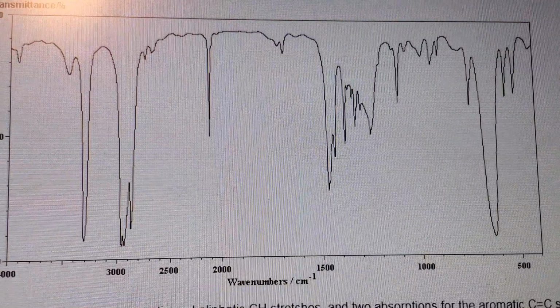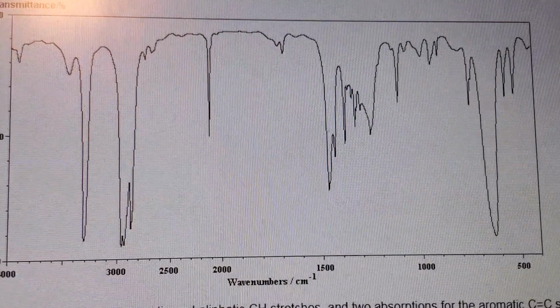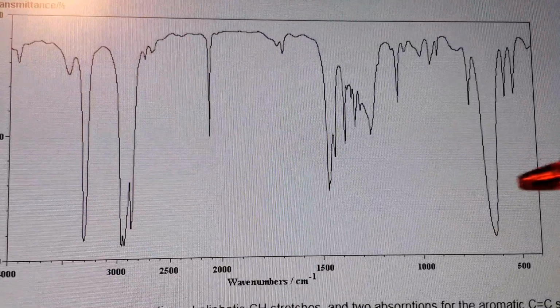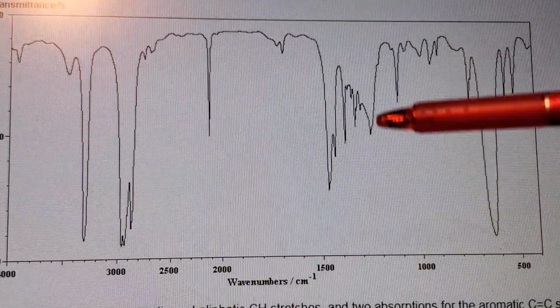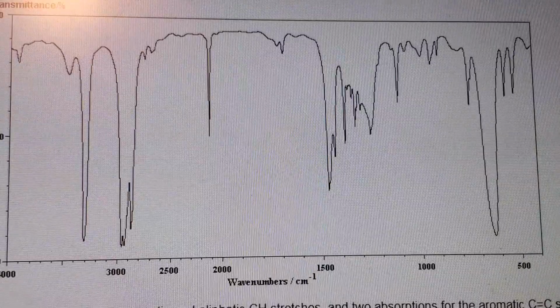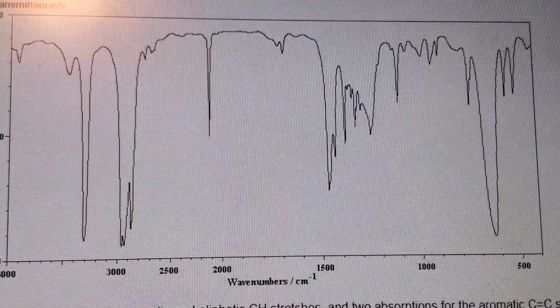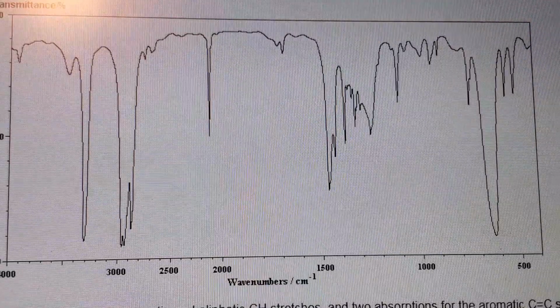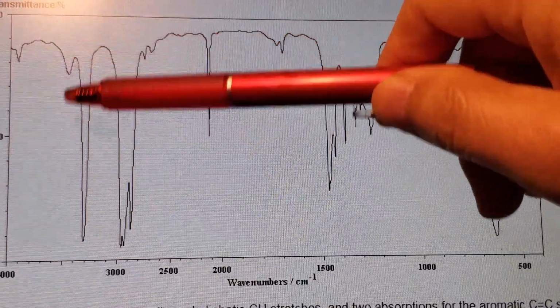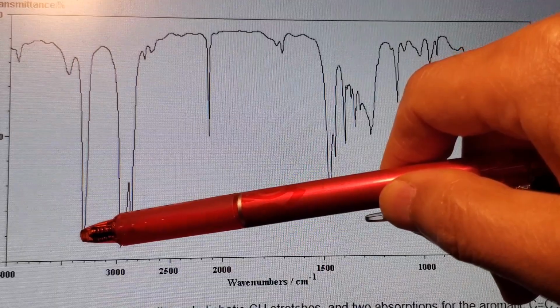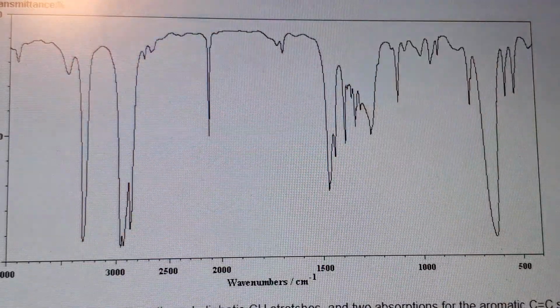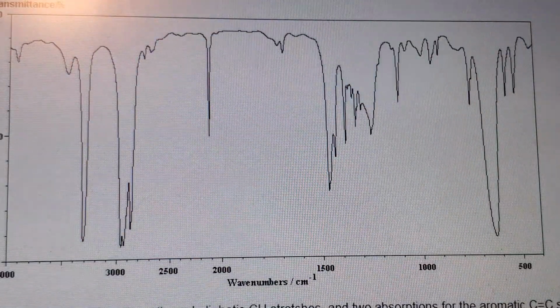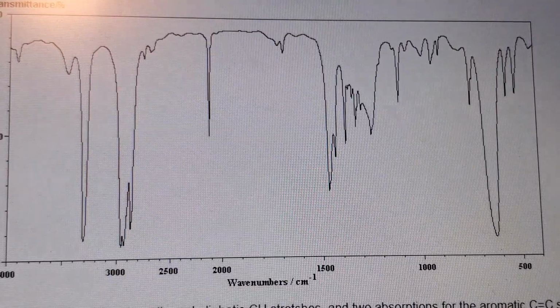So where is that CO single bond? You should check around 1000 here, but you don't have anything intense. So you can confirm and eliminate the hypothesis of OH being free. And normally free OH is not coming down this much. It goes more toward this end. So it's not OH, it's not NH, so it must be CH.